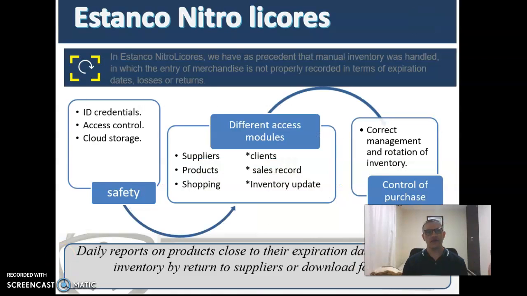At Estanco Licores, the inventory is currently handled manually, in which the entry of merchandise is not properly recorded in terms of expiration date. This situation was evidenced through user interventions.